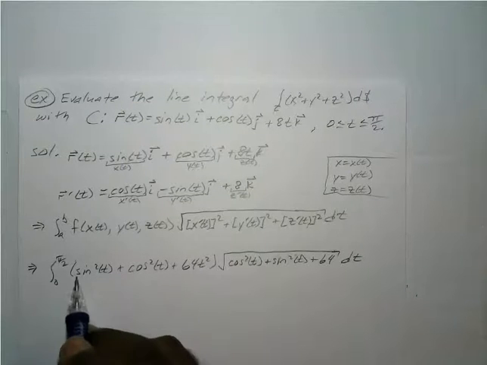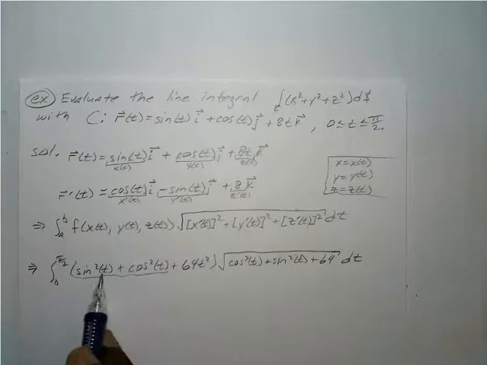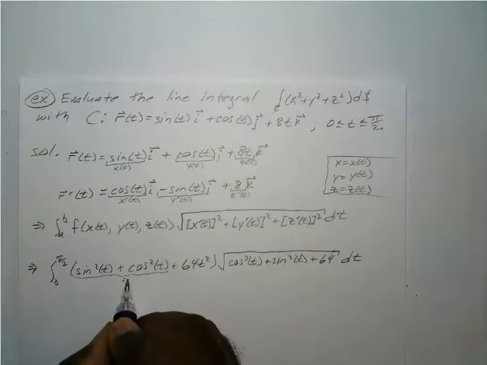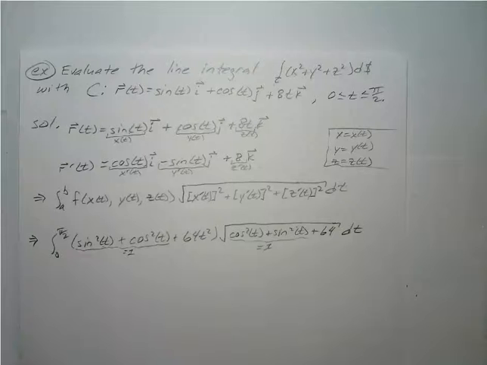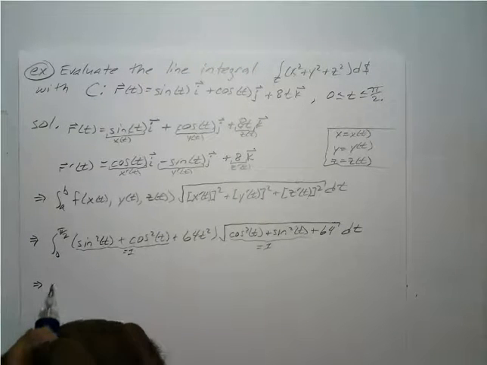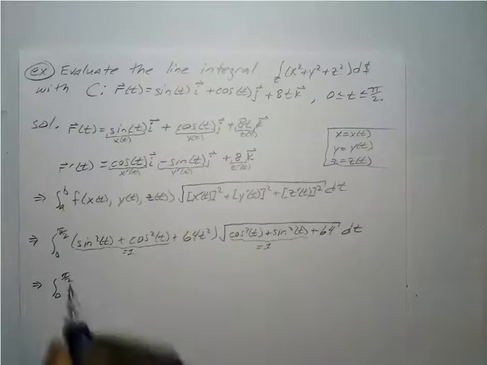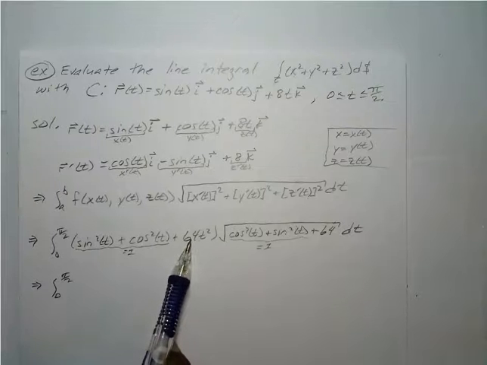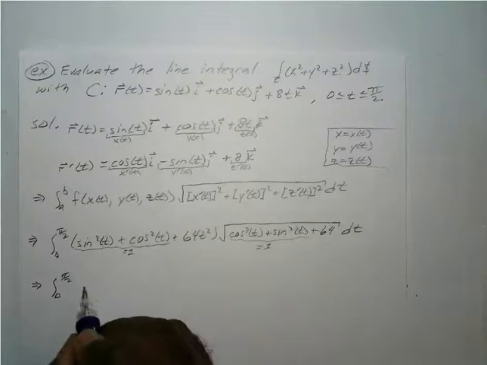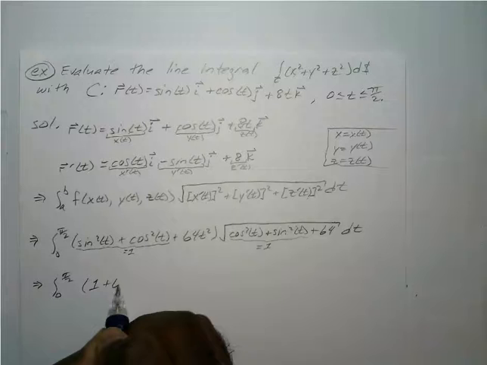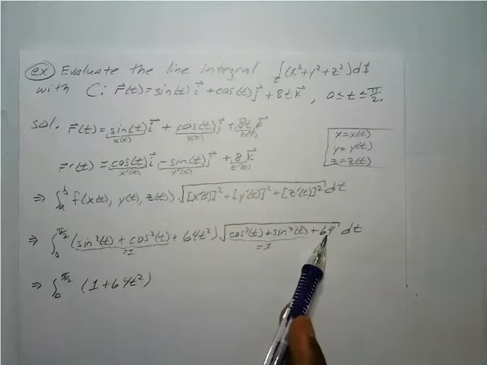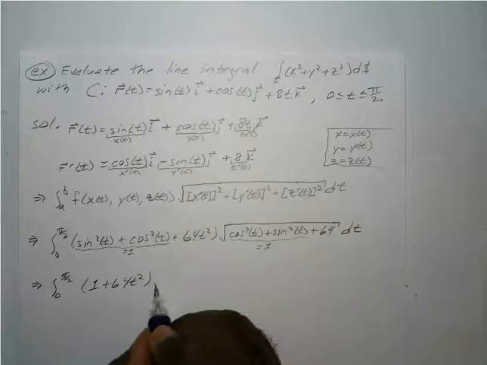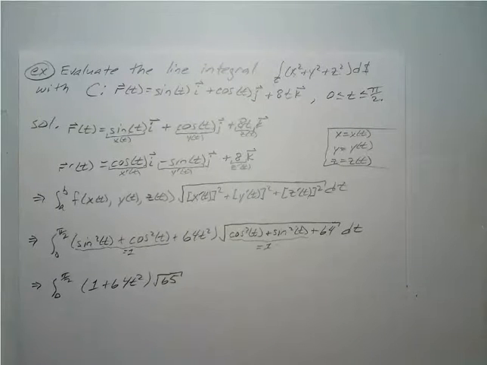Okay, so just like before, sine squared plus cosine squared is equal to 1. Same thing here, that's equal to 1. So we get from 0 to pi over 2, 64t squared plus 1, or you put 1 plus 64t squared, doesn't matter, times square root of 64 plus 1, which is square root of 65. Of course, with respect to t.